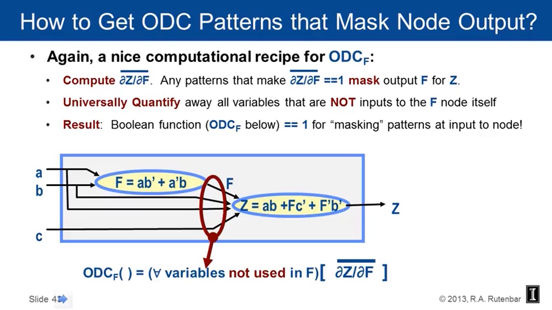I'm again showing you the same network. F is AB bar plus A bar B, feeds Z is AB plus FC bar plus F bar B bar. Z is the primary output, ABC the primary input. Circling the inputs to the Z node, the observability don't care is something that we compute starting with this raw material. It's the universal quantification of the variables not used in F applied to the complement of del Z del F. And then what that's going to do is let me actually go over and get some patterns that are don't cares for the F node.